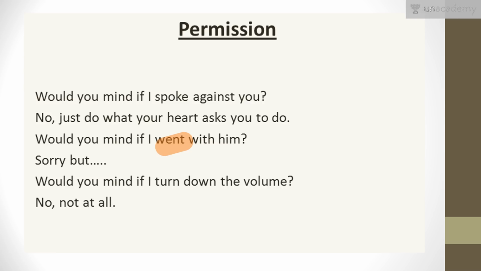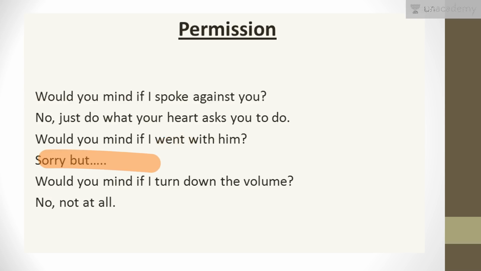Similarly, would you mind if I went with him? क्या आप बुरा मानते हैं अगर मैं उसके साथ जाता? Sorry, but. Now here I am saying sorry, but that means I am declining. I am saying no. I am not allowing. Okay, but again, I am not allowing, but not very bluntly. I am giving a specific reason, and that is why I am starting off with sorry, but. Just like we did in the concept of request.